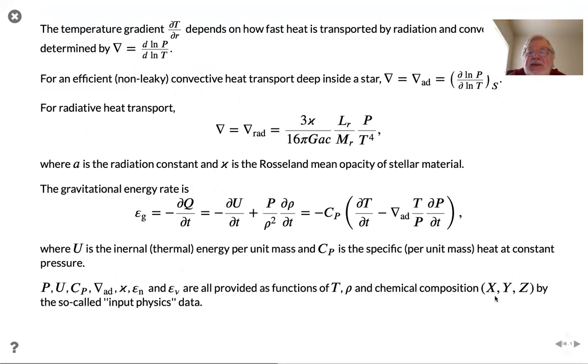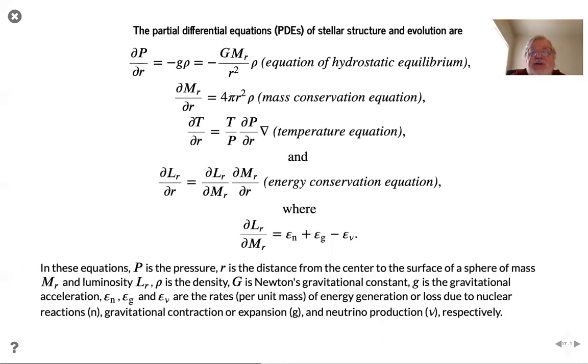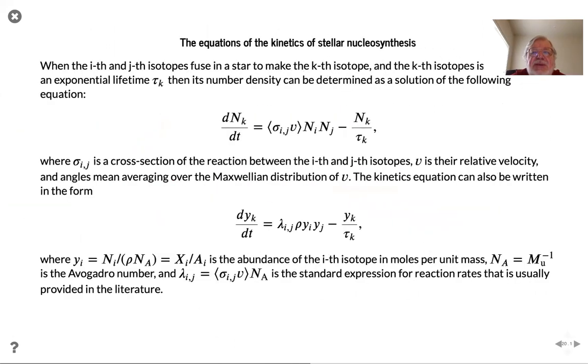Okay, for instance, X, Y, Z, hydrogen mass fraction, helium mass fraction, and mass fraction of heavy elements, or pressure, for instance, ideal gas pressure is a function of the mean molecular weight. So therefore, it is the change of the chemical composition caused by nuclear reactions, thermonuclear reactions, because of very high temperature, that causes the change of stellar structure and the evolution of the star. So these four equations of stellar structure and evolution have to be supplemented with equations of the kinetics of stellar nucleosynthesis. One of them is shown here, just an arbitrary equation.